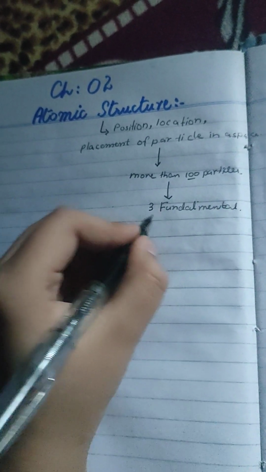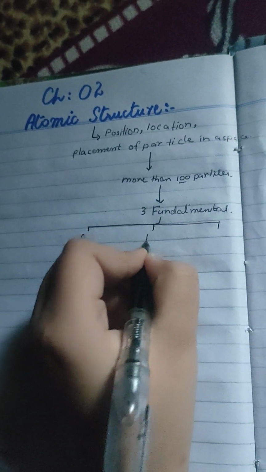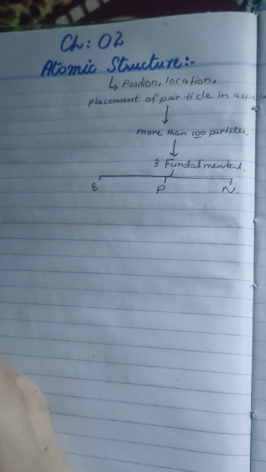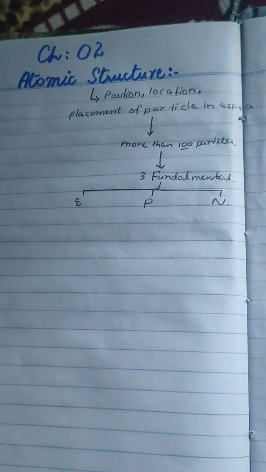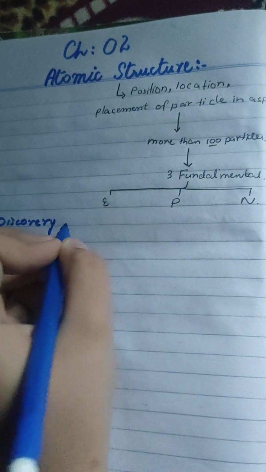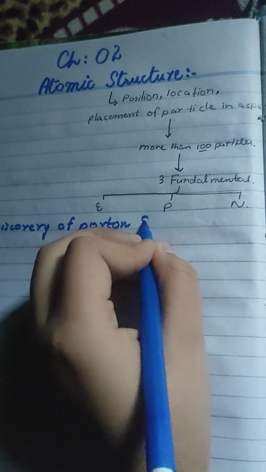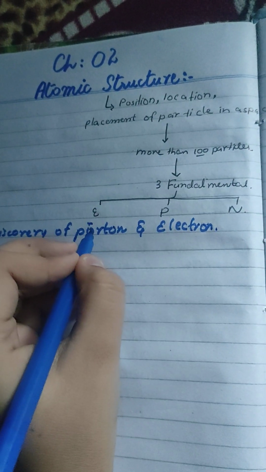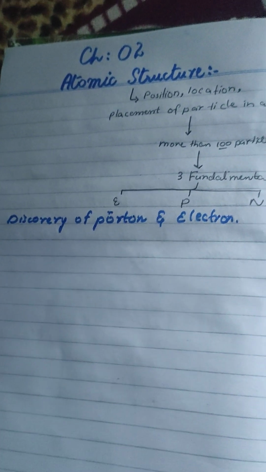Those, as we all know, are electron, proton and neutron. So now let's discuss their discoveries. Today we are going through the discovery of proton and electron. So let me write here. Proton and electron. Okay, so let's see.